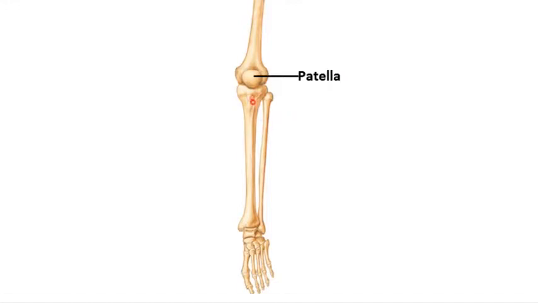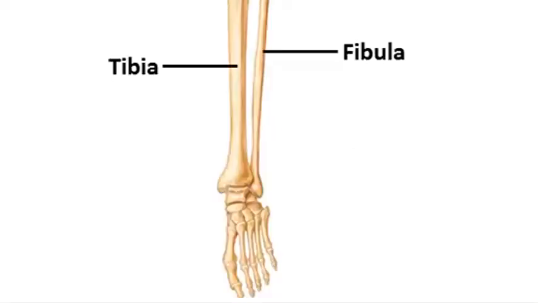And this bone is called tibia, which is also called shin bone. And the bone next to it, a thin bone, is fibula. The ankle joint has 7 different bones. These 7 bones together are called tarsals.